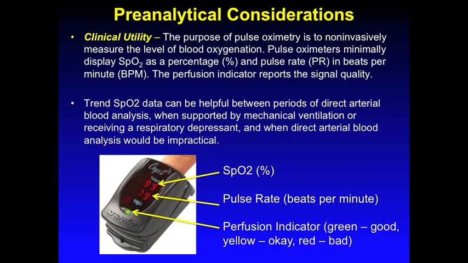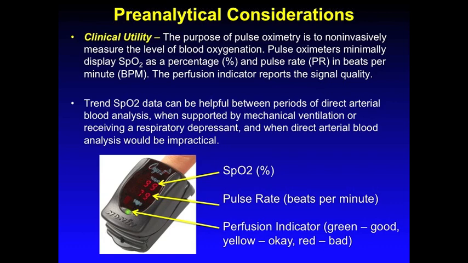Now that we have a good understanding of the technology, let's explore the clinical utility and pre-analytical considerations for pulse oximetry. The purpose of pulse oximetry is to non-invasively measure the level of blood oxygenation. Pulse oximeters minimally display SpO2 as a percentage and pulse rate in beats per minute. The perfusion indicator reports the signal quality.